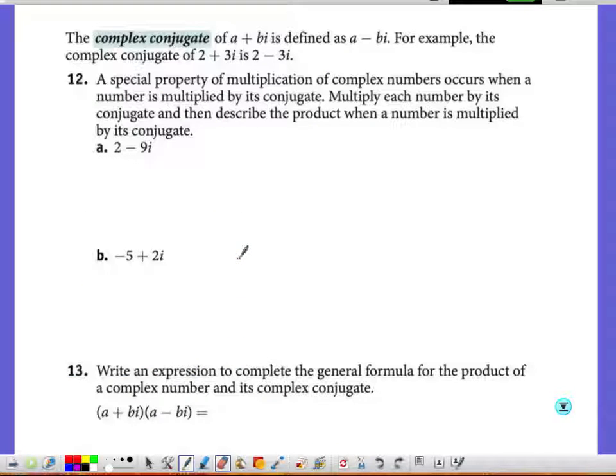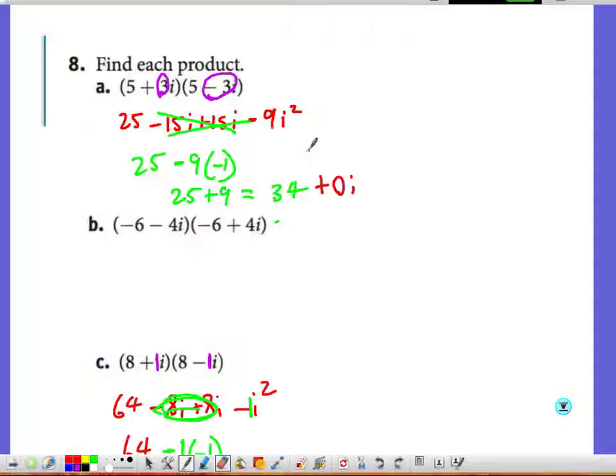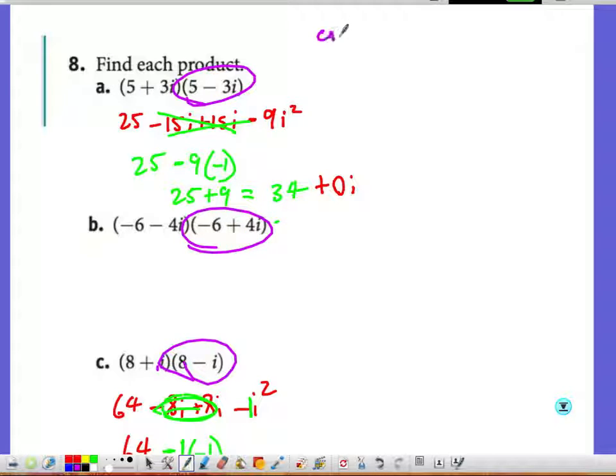Let's take a look at this. The complex conjugate of a plus bi is defined as a minus bi. For example, the complex conjugate of 2 plus 3i is 2 minus 3i. So take a look at that. Isn't that what we have here? As you can see, the real part stays the same, and each of these, this, and this as well, they're all called complex conjugates.